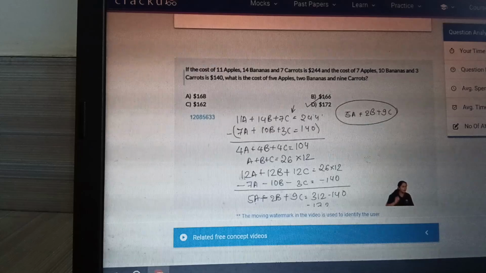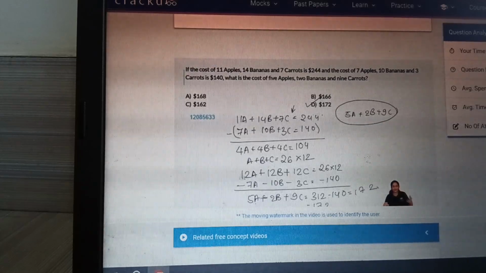So the right answer is option B. It's not visible there, so this is equal to $172. So the right answer is option D.